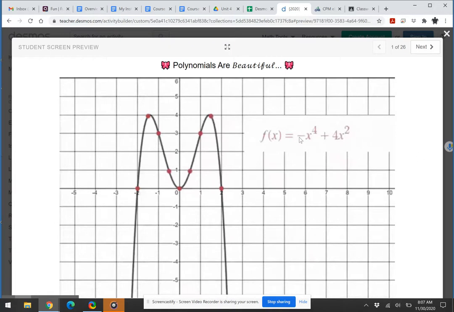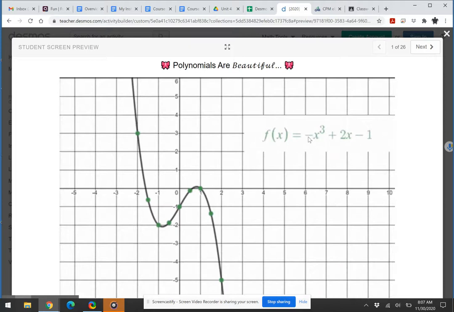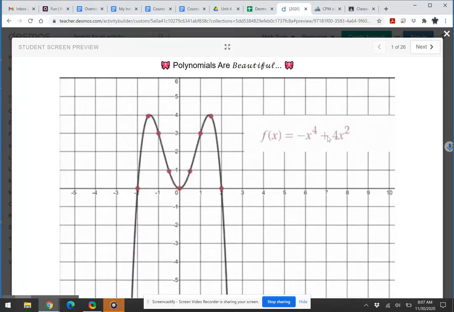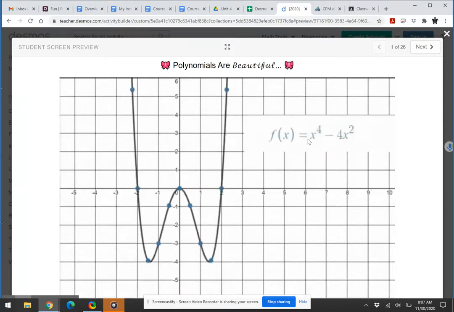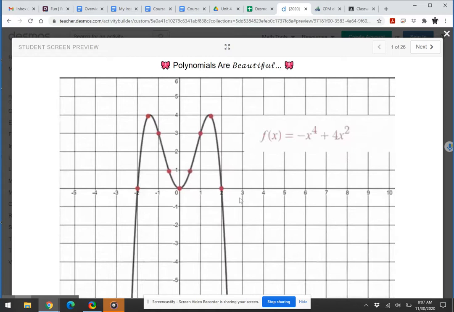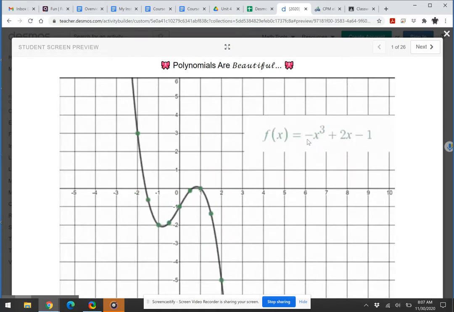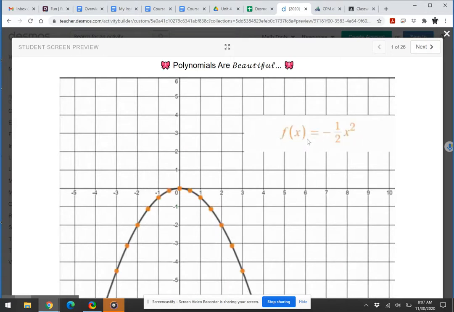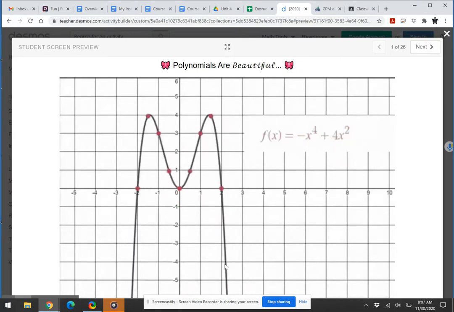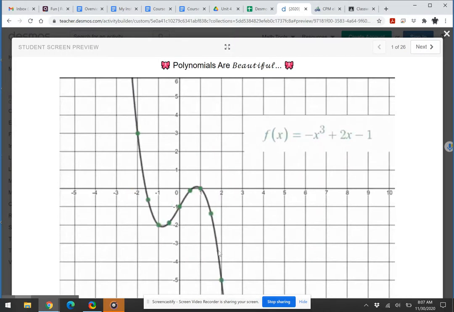Now, if you look, this is negative, this is positive, this is negative, this is negative, this is negative, this is positive. What the leading coefficient tells you is which way the right arm points. If the leading coefficient is negative, the right arm points down. If the leading coefficient is positive, the right arm points up.